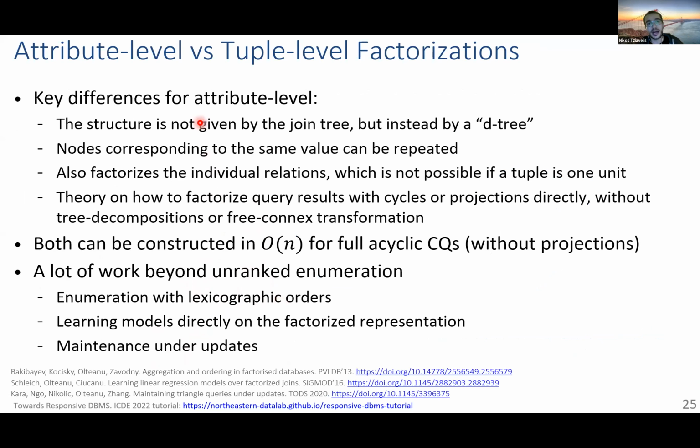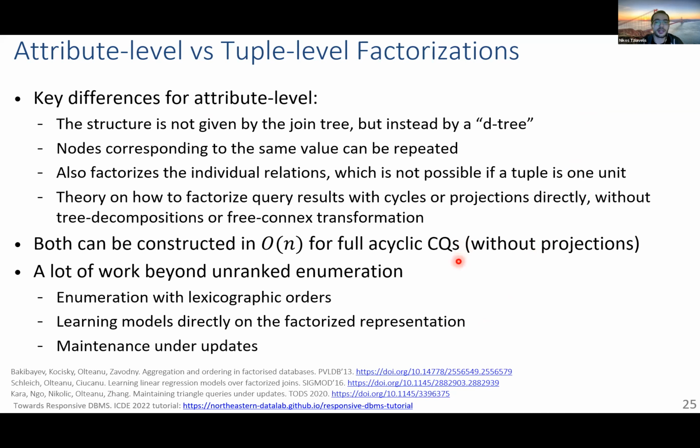So to summarize, there are some differences between the two representations, and there has been a lot of work on the attribute level factorizations on how to construct these representations directly with projections, with cycles, and also a lot of work beyond just what I showed you, unranked enumeration, but also doing enumeration with some lexicographic orders or directly supporting machine learning models directly on this representation, how to maintain these under updates.